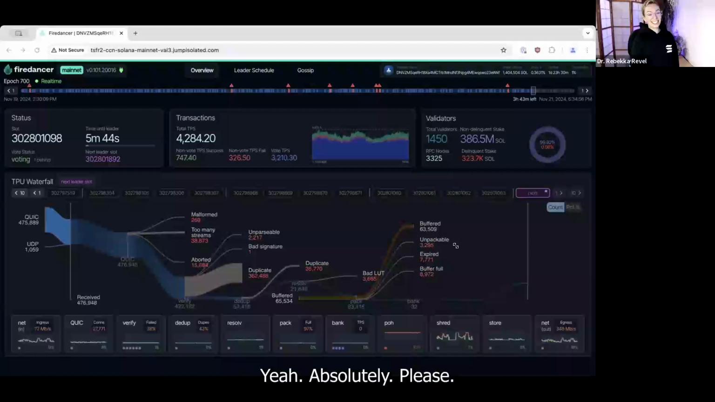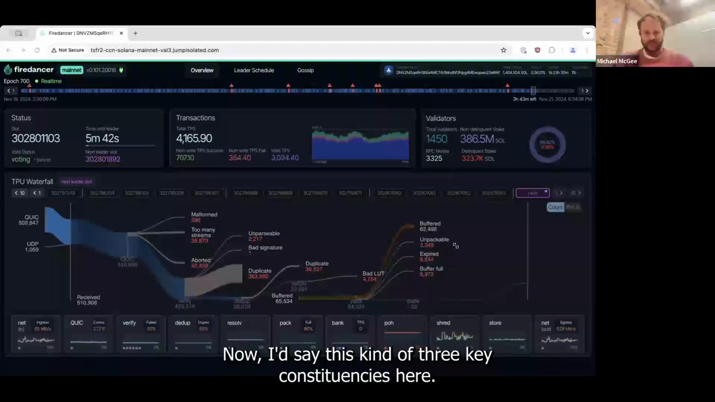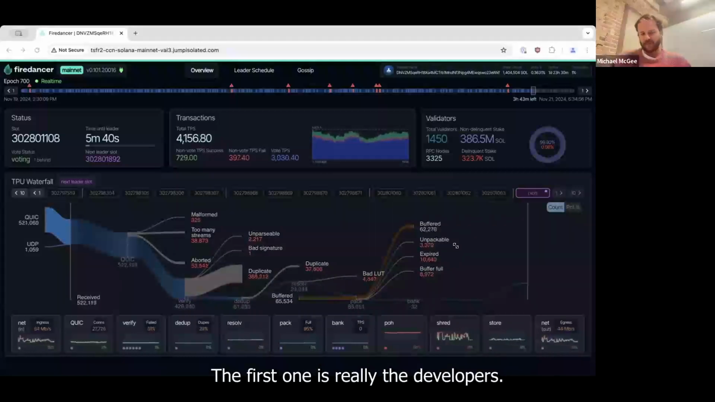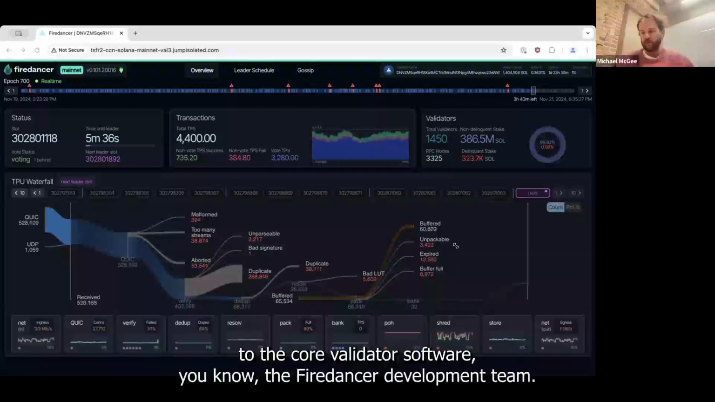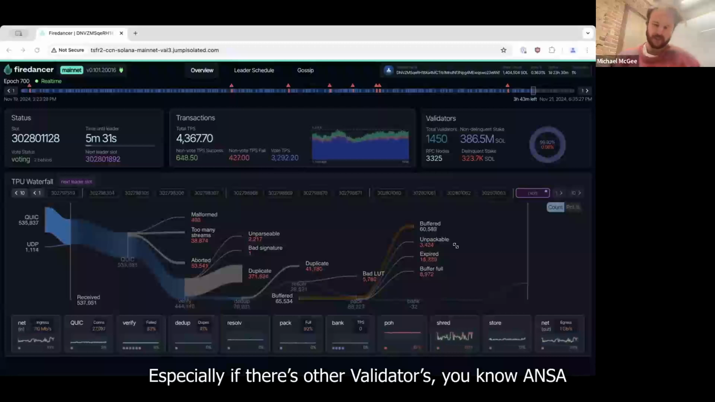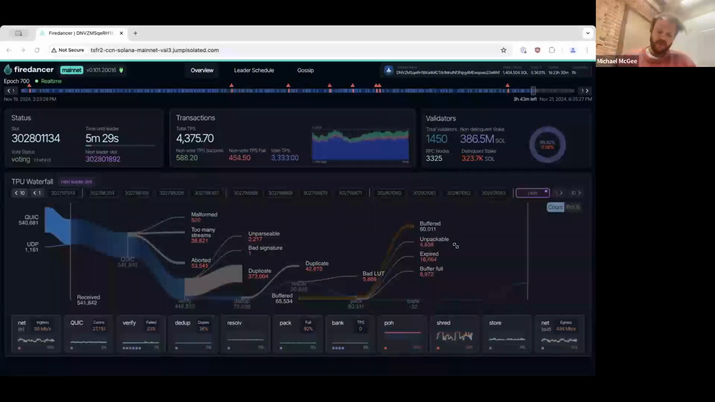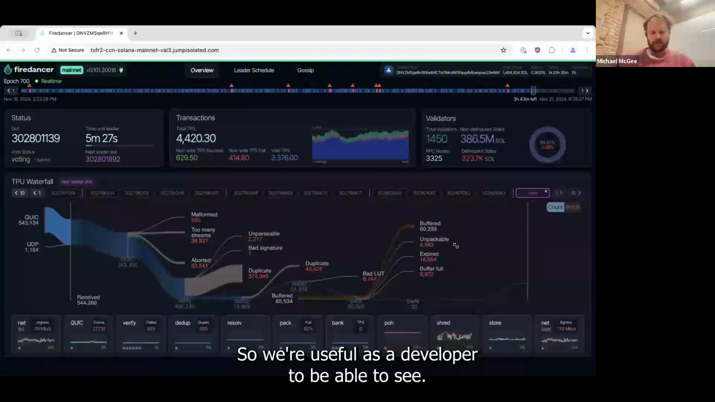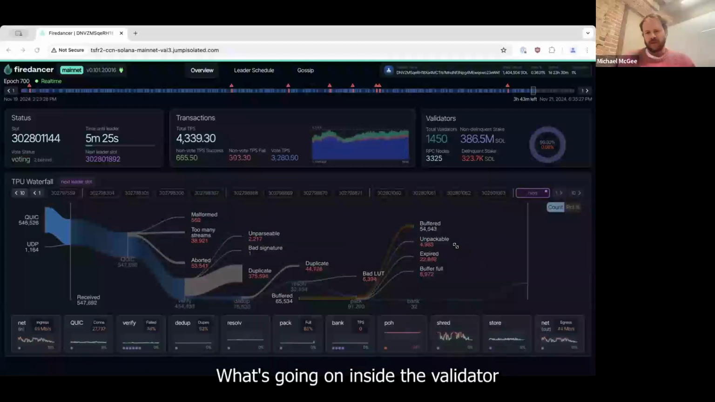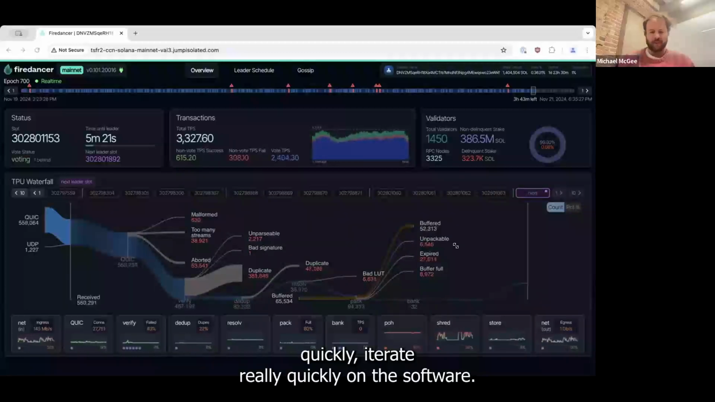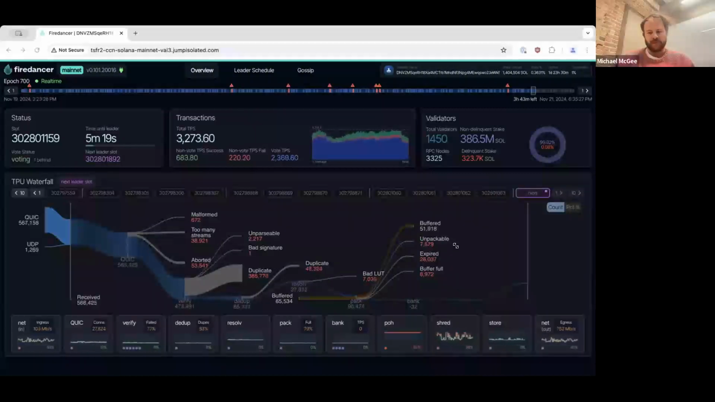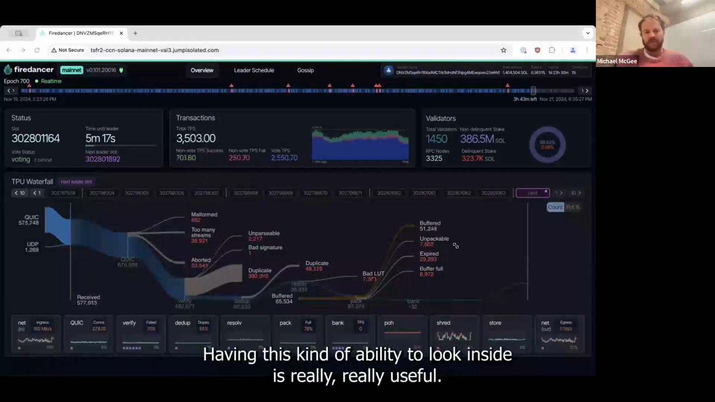Yeah, absolutely. Please. Now, I would say there's kind of three key constituencies here. The first one is really the developers. This is anyone that's contributing to the core validator software, the Firedancer development team, potentially other validators, Anza. So it's useful as a developer to be able to see what's going on inside the validator, especially as we're diagnosing issues and want to be able to fix things quickly, iterate really quickly on the software, and ship things quickly. Having this kind of ability to look inside is really, really useful.